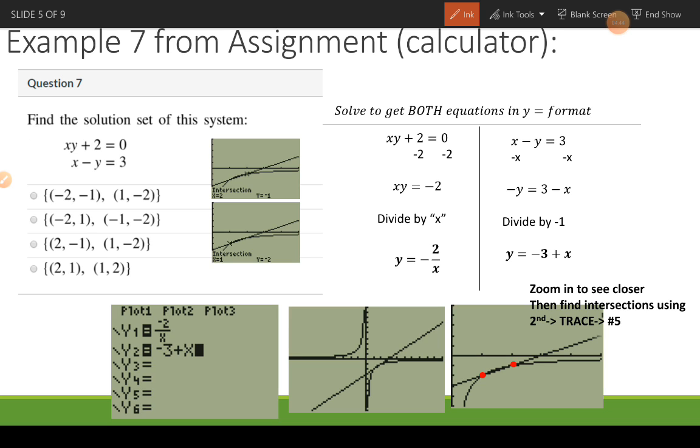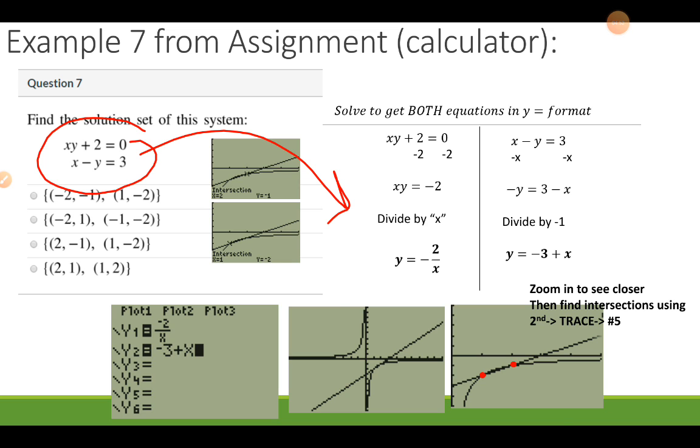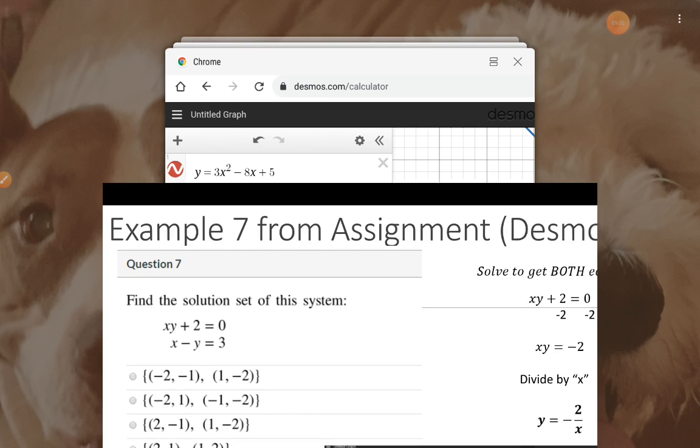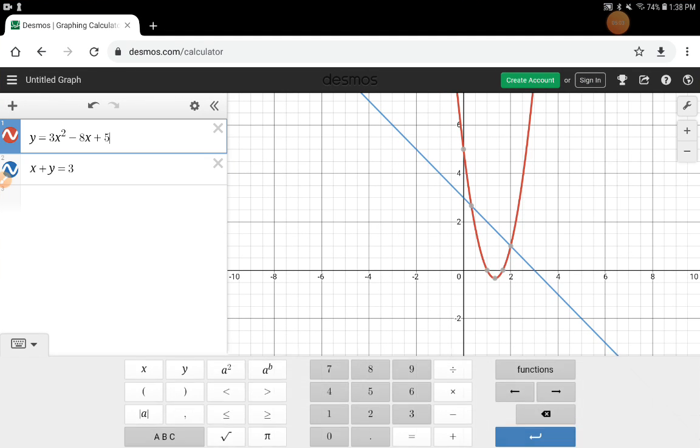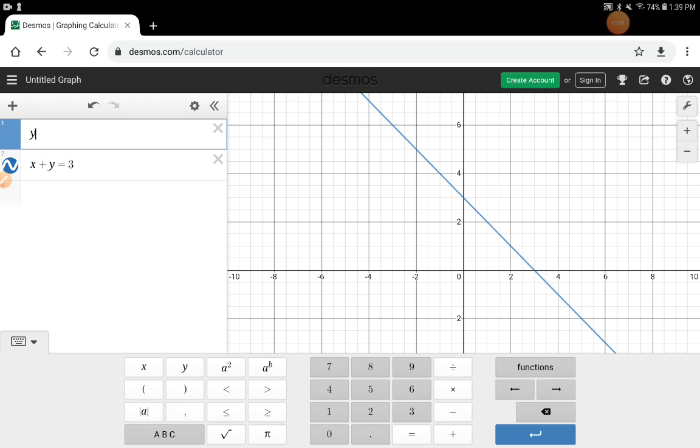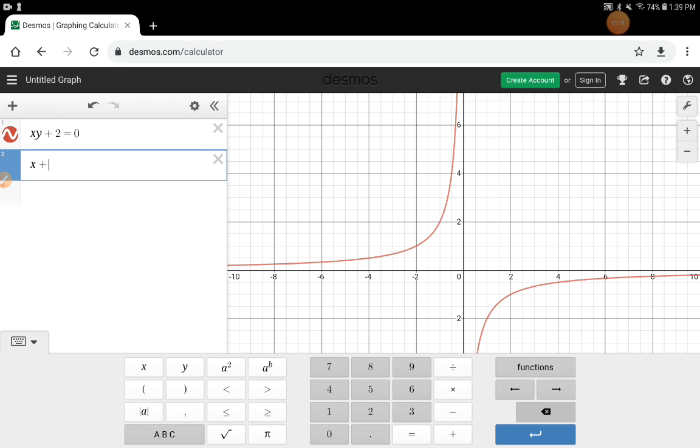If you're using your graphing calculator, you want to make sure you solve for y in both of them. Personally, I think it's easier just to go ahead and plug it into Desmos. You can plug it in how you see it. So let's get rid of this equation. Remember, it's xy plus 2 is equal to 0. Again, it just graphs it for you. You don't even have to solve for y for Desmos. You do for your graphing calculator.